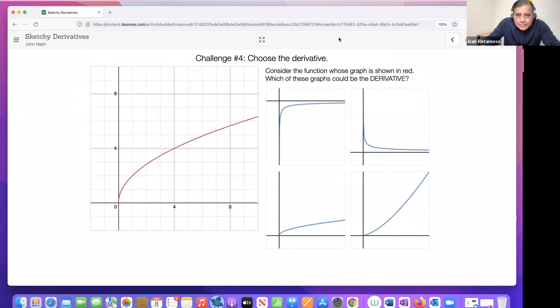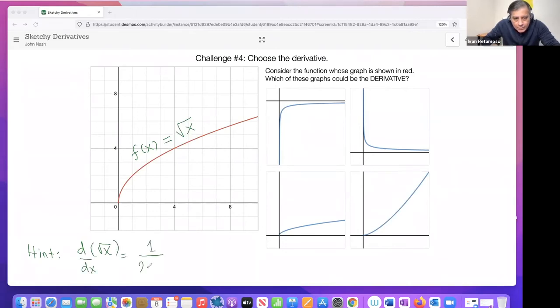So let me give you this hint. I would identify this with y equals square root of x, or f of x equals square root of x, right? So try to get the derivative of this function and try to choose one of those four graphs. So f of x equals square root of x, right? And hint, the derivative of the square root function, square root of x, in simplified form is this, right? 1 over 2 square root of x.